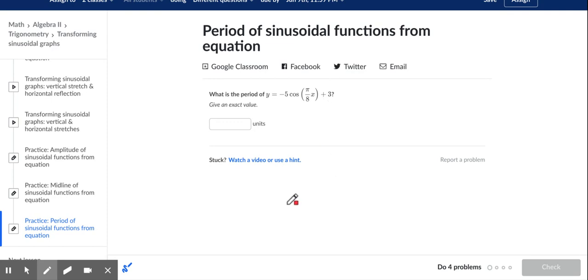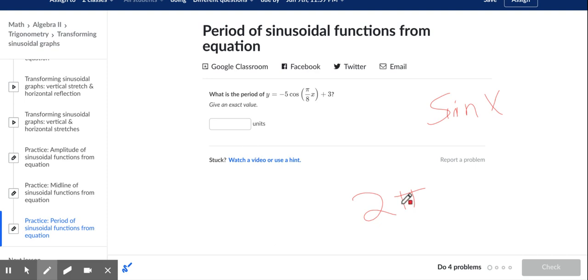So first of all, the period of a normal sinusoidal function, if I just have sine of x, that has a period of 2 pi. That's the normal period of a sine function, which makes sense because one time around the unit circle is 2 pi. So that's one period of a sine function.